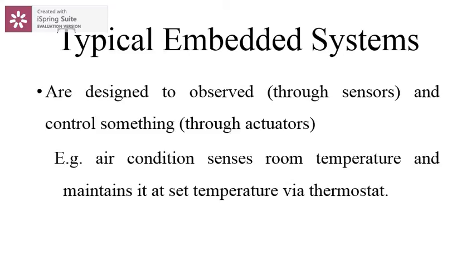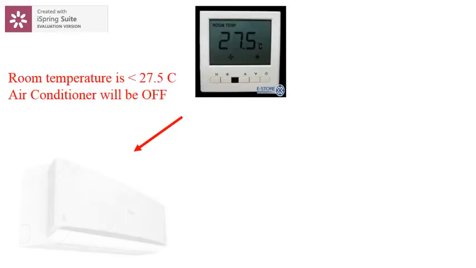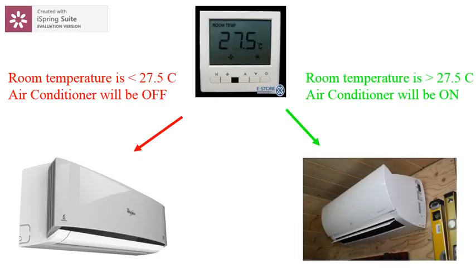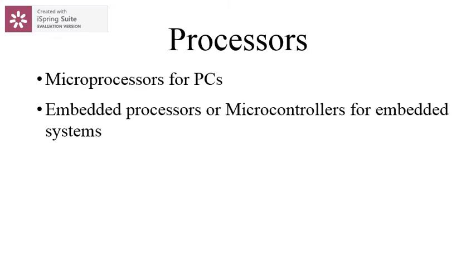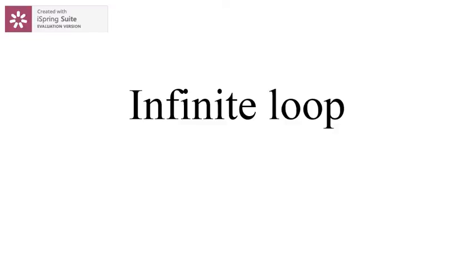Typical embedded systems are designed to observe, through sensors, and control something, through actuators. An air conditioner senses room temperature and maintains it at the set temperature via a thermostat. Processors: normally we use microprocessors for PCs, and embedded processors or microcontrollers for embedded systems. Infinite loop is an important feature of embedded systems.